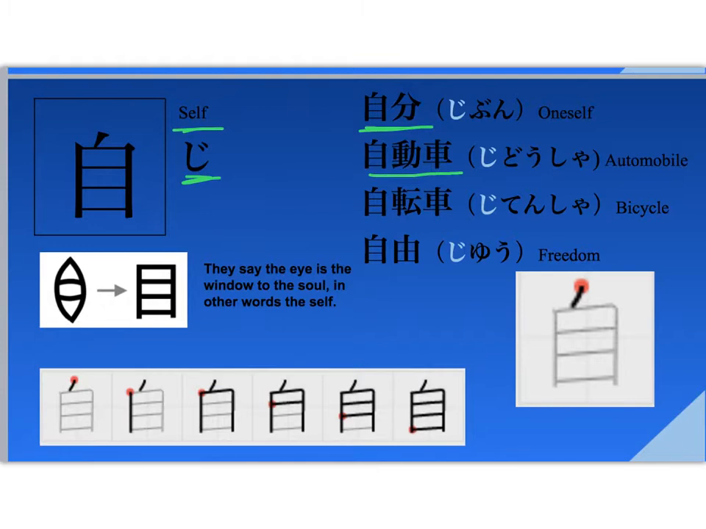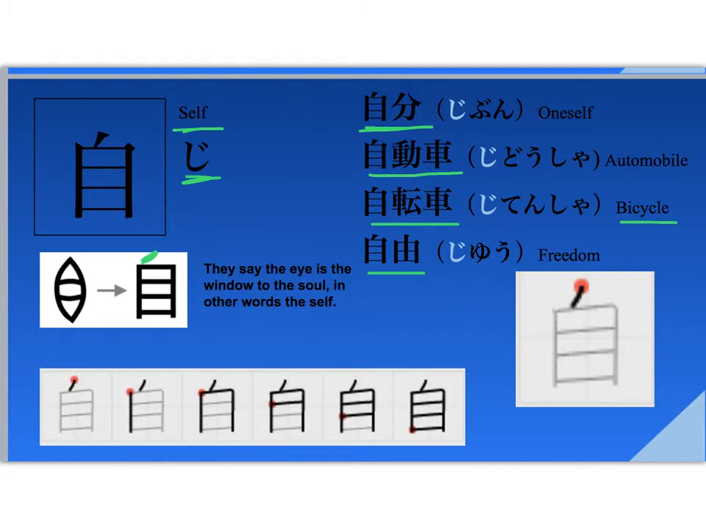And then you have jitensha, self-driven car, which is bicycle. And then you have things like jiyu, which means freedom. So you can kind of connect this to the word I, which makes sense. So the I is the window to the soul, in other words, the self. It just has that one stroke there. So I'm not sure how we can account for that one stroke.